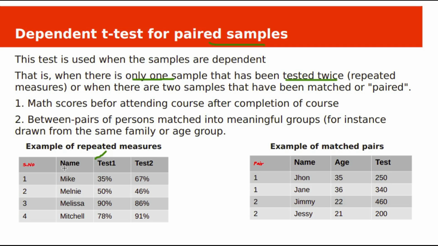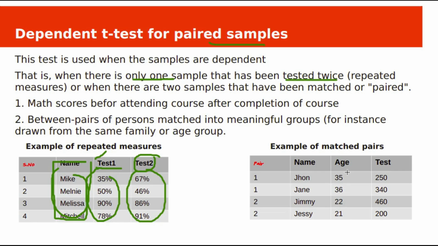Like this, here we have one sample of size 4. Their math scores before completion of the mathematics course are test 1 results. These test 2 scores are after completion of the maths course. Here we have one sample, this one. Here test scores are taken twice, before the course completion and after the course completion.